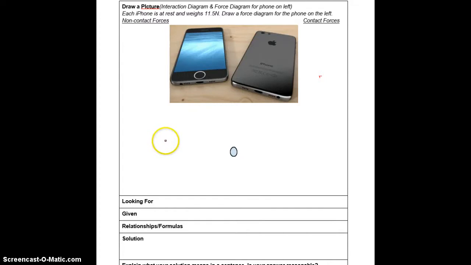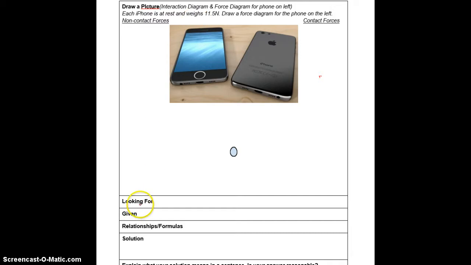This screencast will cover the solution for the interaction diagram practice, and we'll start with the simplest one. The first one is: draw a picture, interaction diagram, and force diagram for the phone on the left. Each iPhone is at rest and weighs 11.5 newtons. Draw a force diagram for the phone on the left. And remember that weight and force of gravity are the same thing.